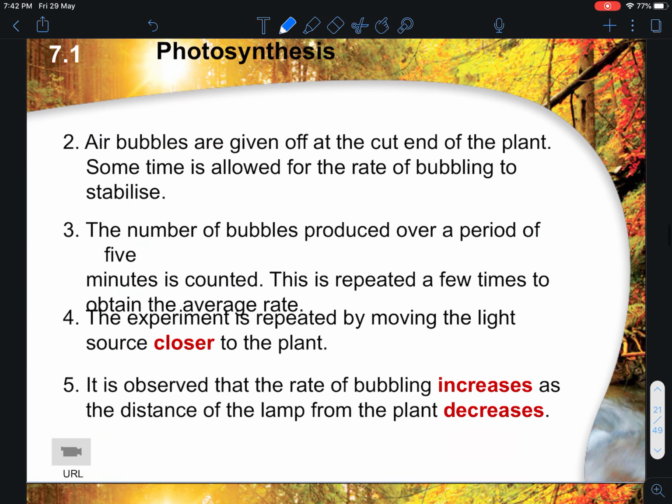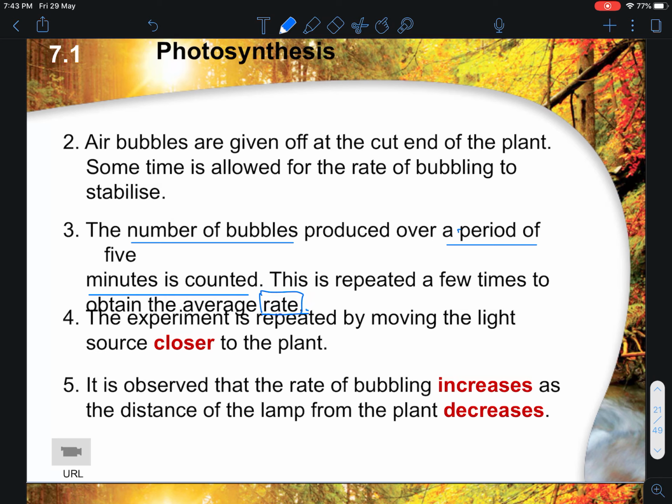Okay? So these air bubbles are given off as the reaction occurs, and you sometimes allow for the rate of bubbling to stabilize. So what you can do is count the number of bubbles over a period of time, and then you count the rate. Okay, we are not just counting the numbers, we are counting the number of bubbles over a period of time, and this will allow you to get the rate.